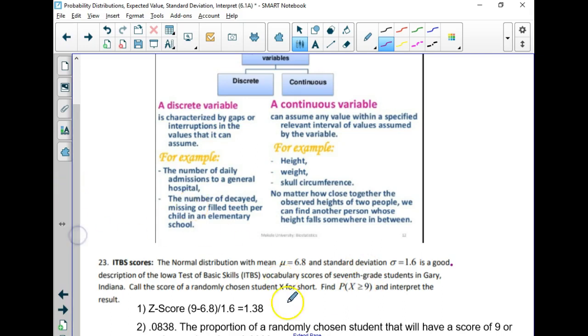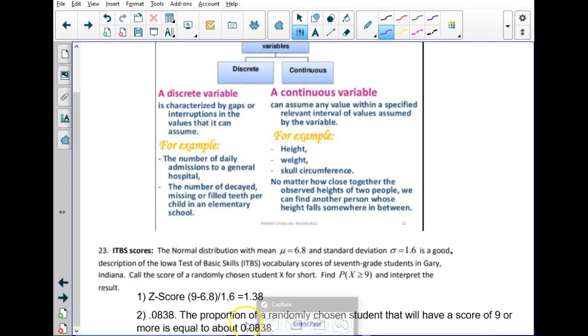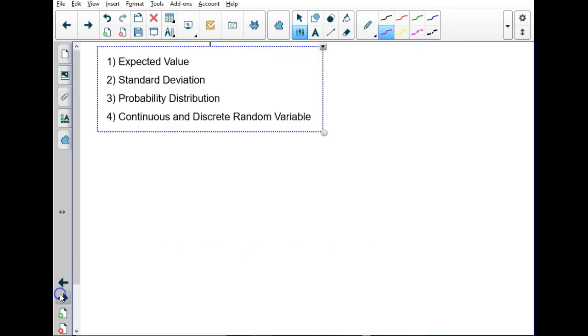Either way, when we're going to interpret this, we're going to say the proportion of randomly chosen students that will have a score of 9 or more is equal to about 0.0838. Or you could say there's an 8.38% chance that a randomly chosen student will have a score of 9 or better. Okay.